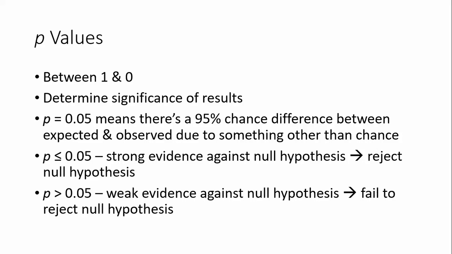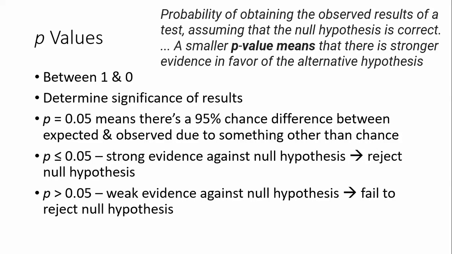If looking at this and listening to this confused you, after I printed out your notes, I found this definition, which I thought was much better. A p-value is the probability of getting the observed results that you got, assuming that the null hypothesis is correct. So if p is 0.05, that means there's a 5% chance that you can get these results and still have your null hypothesis be correct, which means there's a 95% chance that your null hypothesis is incorrect.